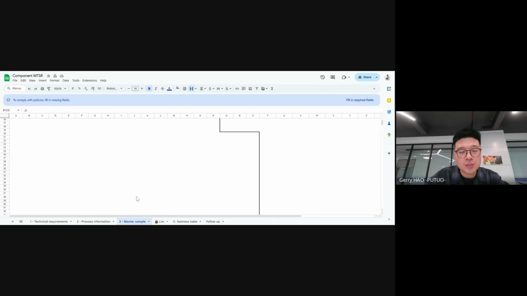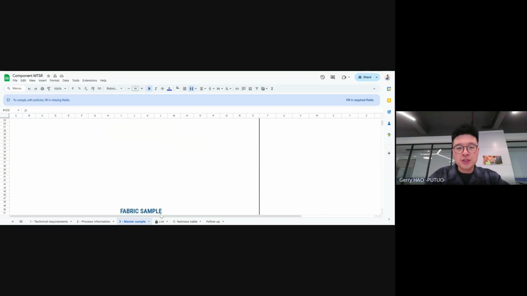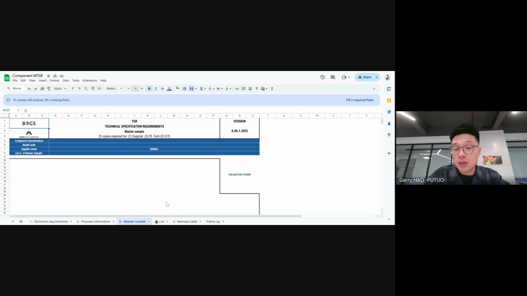The third page is the master sample. After we validate the component, we attach the sample on the third page. So that is the TSR introduction. Next, I will move on.